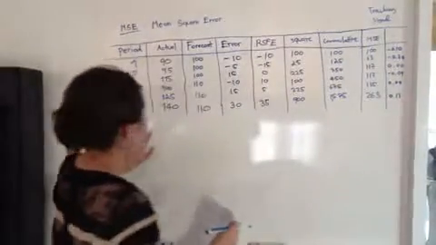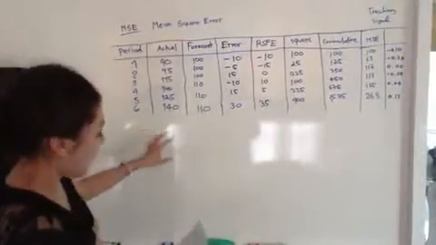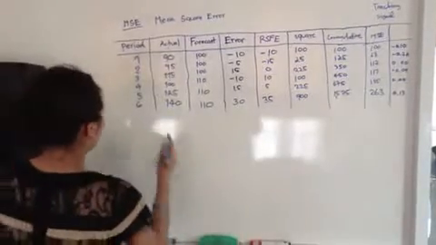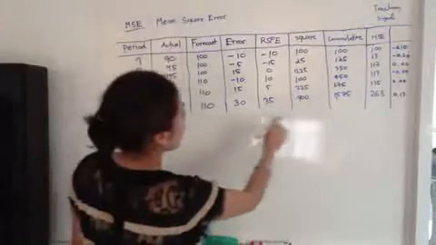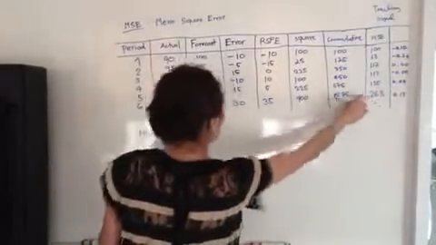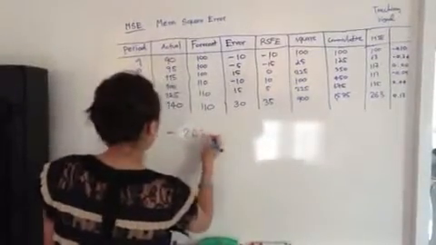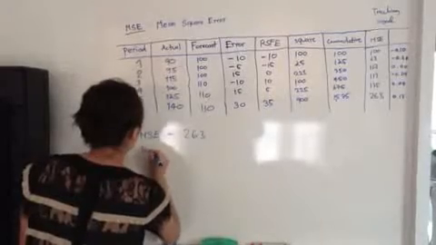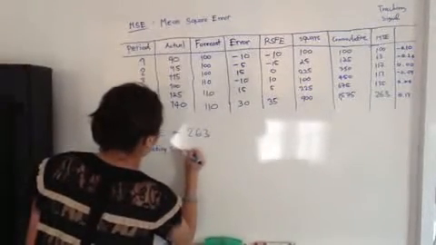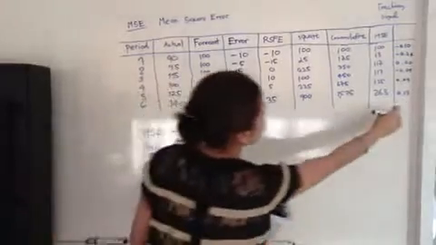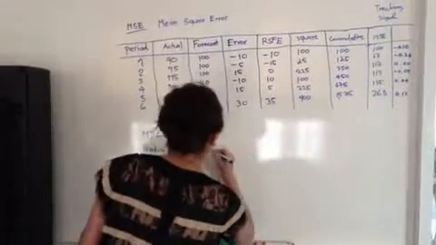So in conclusion here, we get the MSE equals 263, and the tracking signal equals, for the last one here, 0.13.